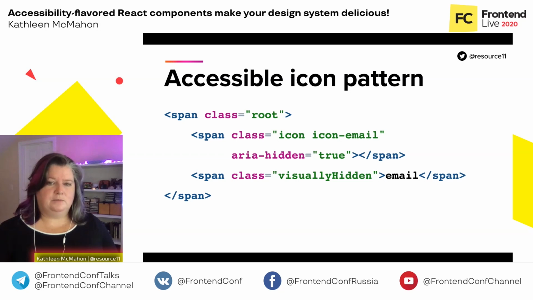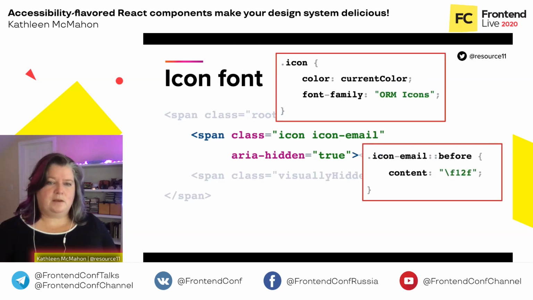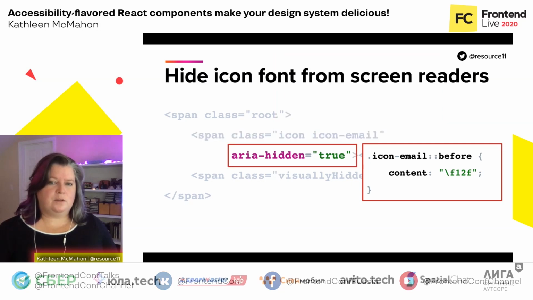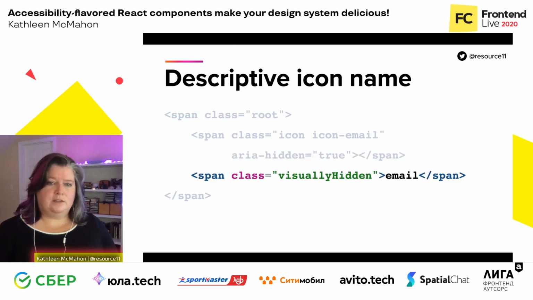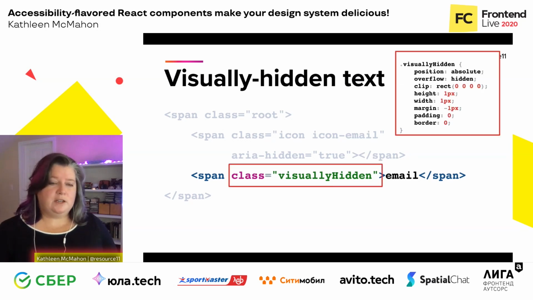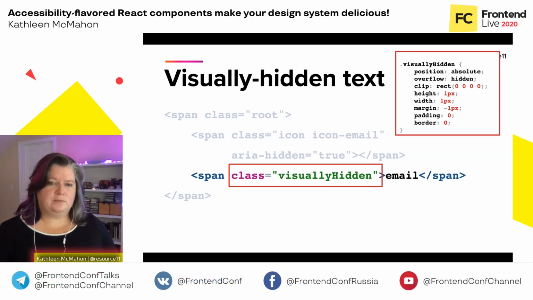Let's break it down. The span containing our icon font has been sprinkled with a pinch of aria-hidden equals true to hide the icon font from screen readers. The second span contains the descriptive name for our icon. And a visually hidden class has been added to that span. This will remove the visual presentation of that text, yet keeps that text available to screen readers.